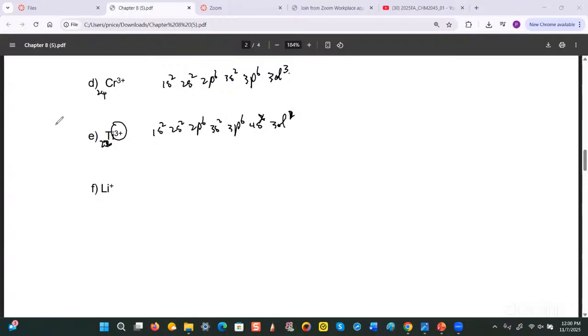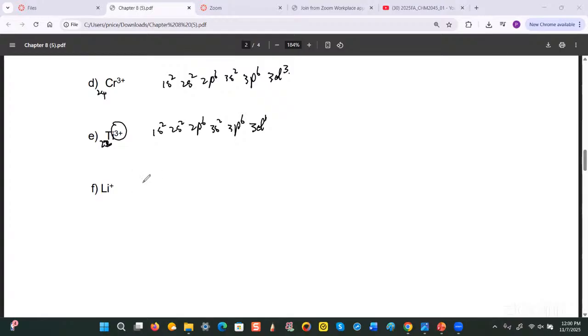So basically, the final answer is going to be 3d1 at the end. All right? And by the way, all of these that we have done so far, with the exception of the first one, do not have a noble gas configuration. All right? So that's why I didn't say anything about that.